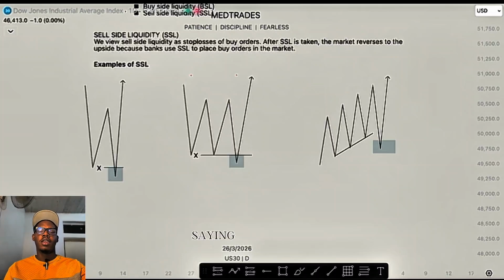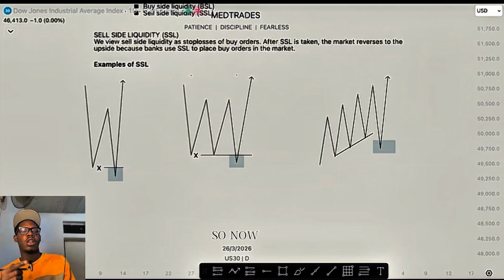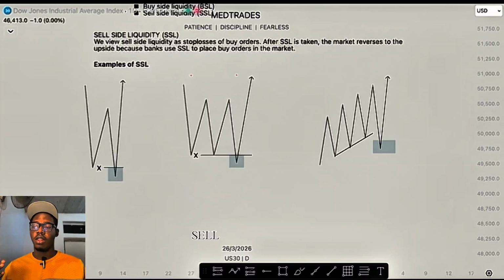This is basically saying that when there are buyers in the market, what price does is that it comes to take out the sell side liquidities. All those people that are planning to sell the market, price just comes there, takes them out, takes their money, and then continues to buy. So now let's look at some examples of this sell side liquidity.